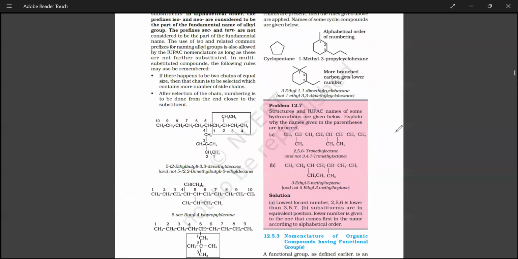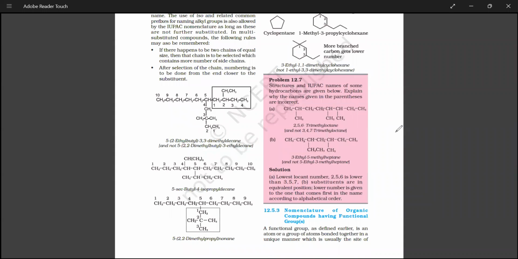So you should go through all this. See here, it should be written as 2,5,6 trimethyl octane, not 3,4,7, because 3,4,7 plus 7 is 14, and here 2,5,7 plus 6 is 13. So 13 is smaller than 14, so you'll prefer 13 over 14. So 2,5,6 trimethyl octane, not 3,4,7 trimethyl octane. So this is about the nomenclature of certain organic compounds.